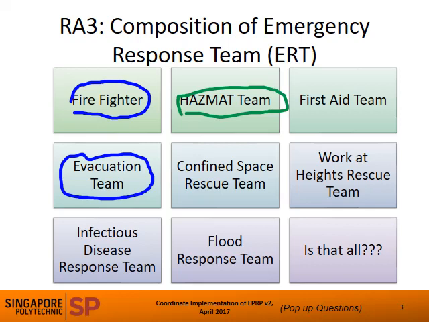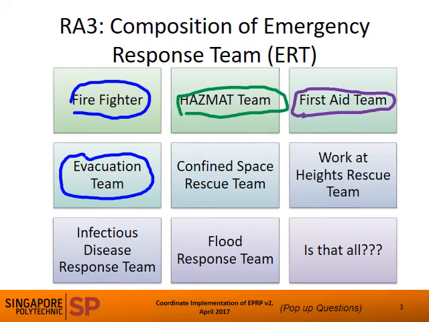First aid team also cannot ever run away, because why? In every workplace, you might need a first aid team. So where to find, how many first aiders do I need in my organization? Of employees, how many persons? Where to find this information? You have to go to the WSH First Aid Regulation to find out.